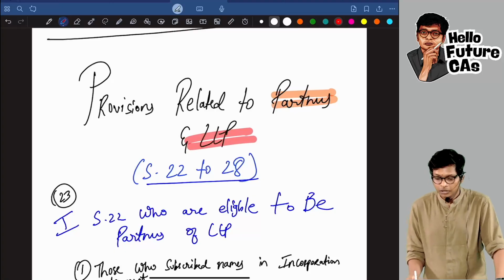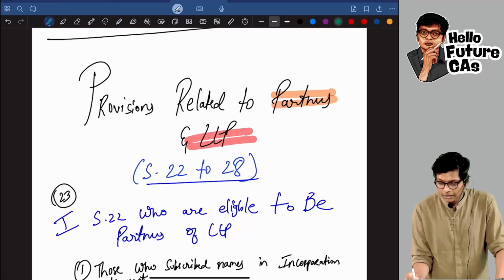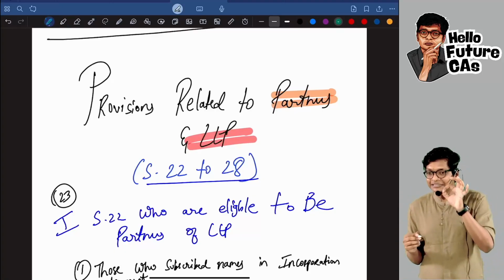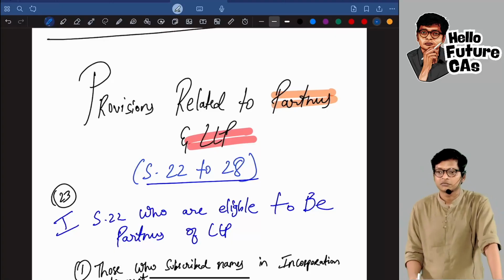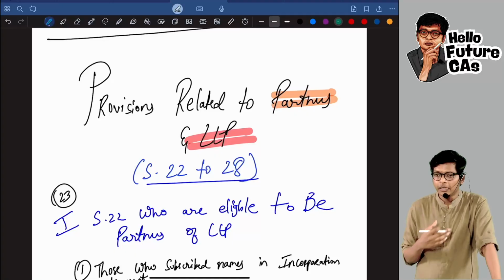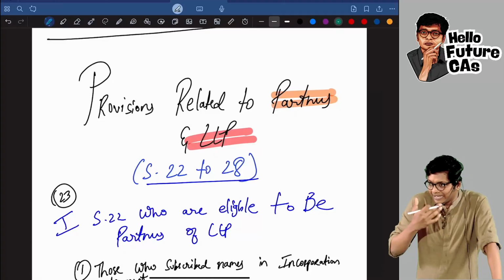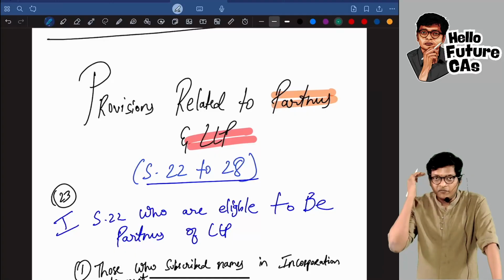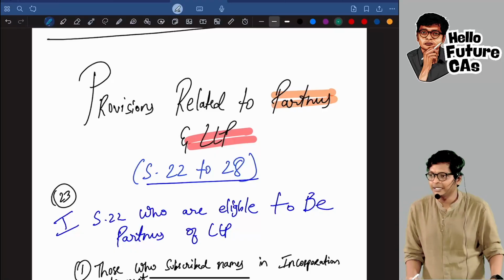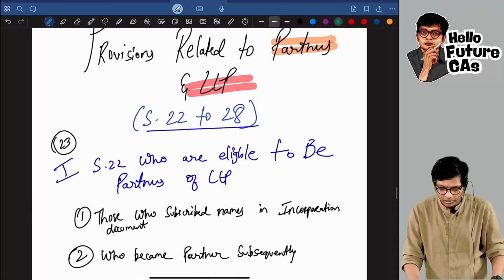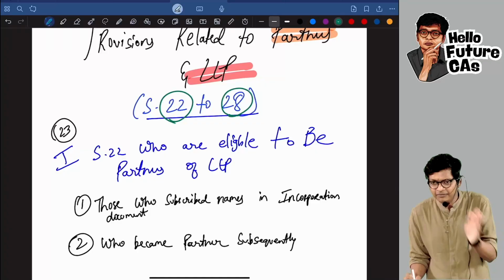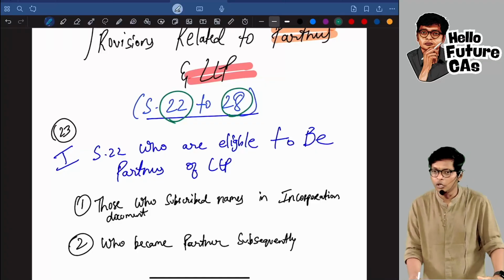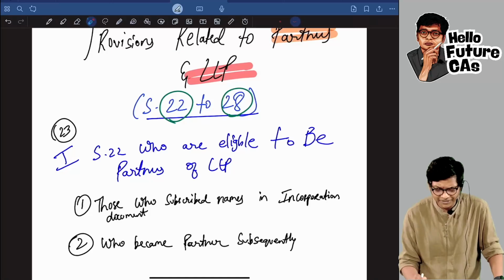LLP. One good news is, if you studied LLP strictly in CA Foundation, you can end the video here. You can honestly end the video here, because what I am discussing from now till the end is basically your foundation syllabus, partners and LLP. Are you following, guys? Okay. I am going in the same order, section 22 to 28, and then we have fraud, whistleblower, all of those concepts. Let me start off, guys.